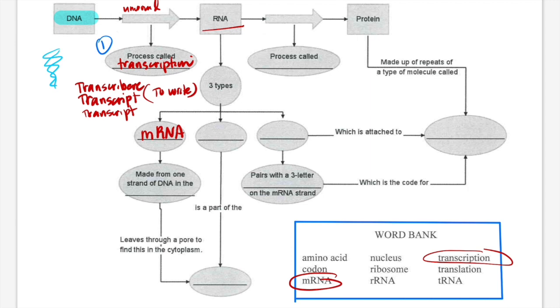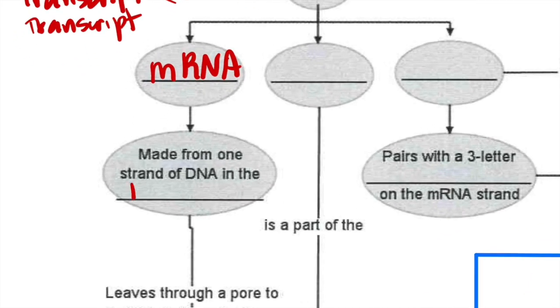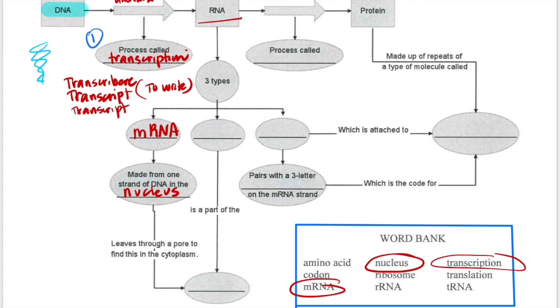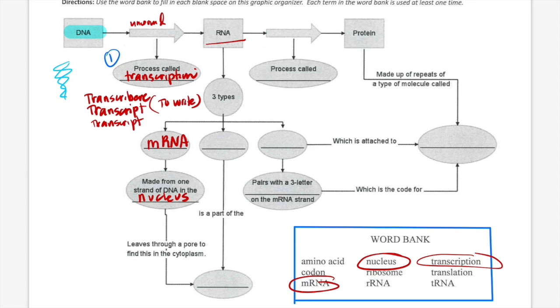And here, the mRNA, which is being made from the DNA, and so we know the DNA is actually located in the nucleus. And so this is what we'll put here in this blank. So from our graphic organizer, we have the DNA being unwound through the process of transcription that is making mRNA, and that is made in the nucleus.